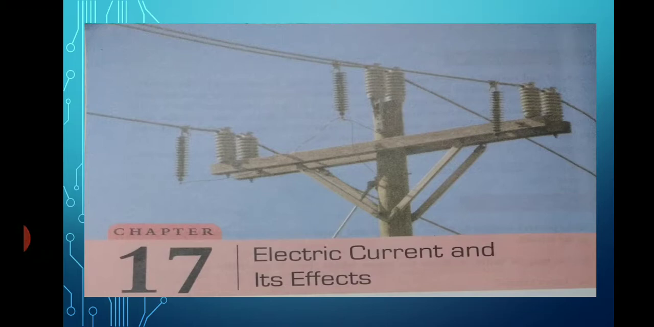In today's session, we are going to take chapter 17 of class 7 science, that is electric current and its effect. Students, when you feel hot in summer, you switch on the fan and the fan starts moving instantaneously. A bulb lights up when you turn on the switch.